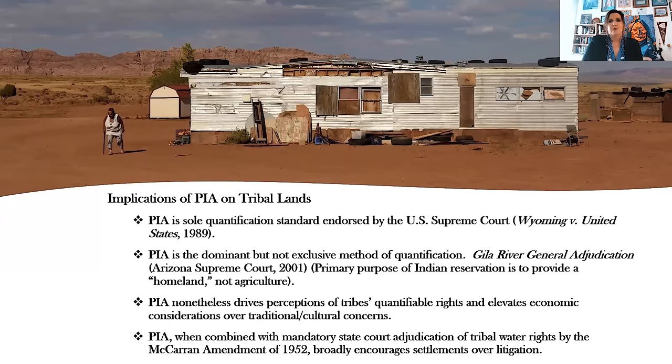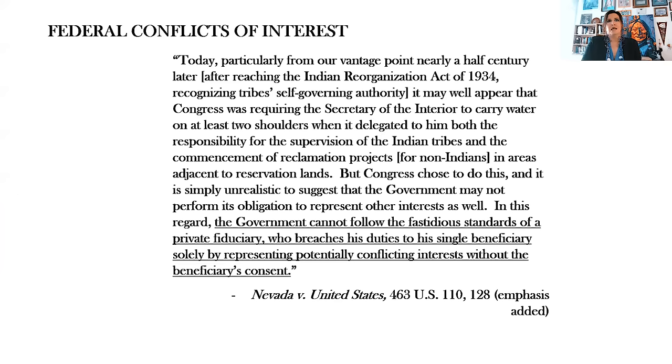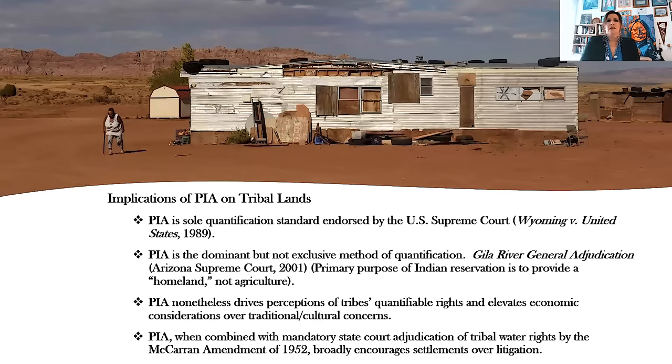And then when PIA is combined with the mandatory state court adjudication of tribal water rights by the McCarran Amendment, you get a framework that broadly encourages settlements over litigation, because litigation is very expensive, lasts decades, and results in no infrastructure. It results in paper water, not wet water, as real water law lawyers would describe it. The McCarran Amendment generally provided a waiver of the United States' sovereign immunity and required that state courts would be the forum to adjudicate water rights, including federal and state interests.